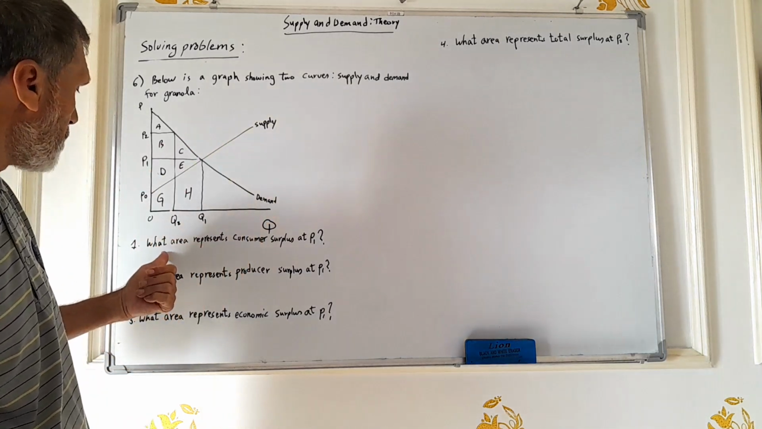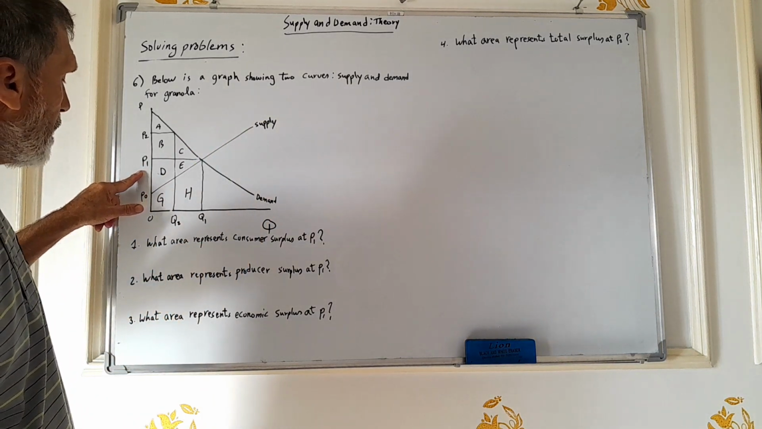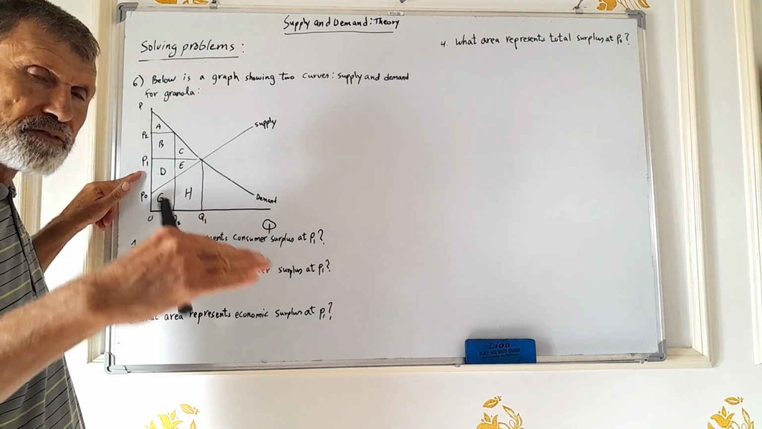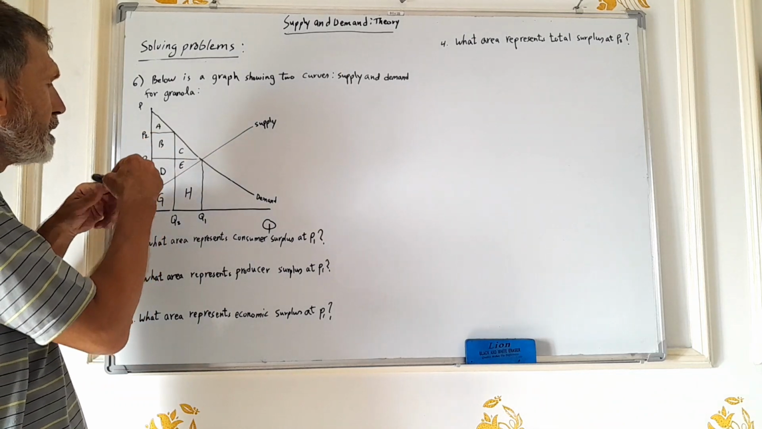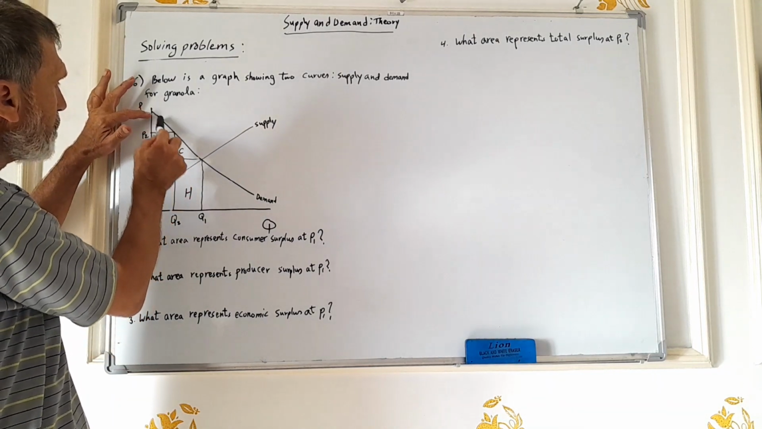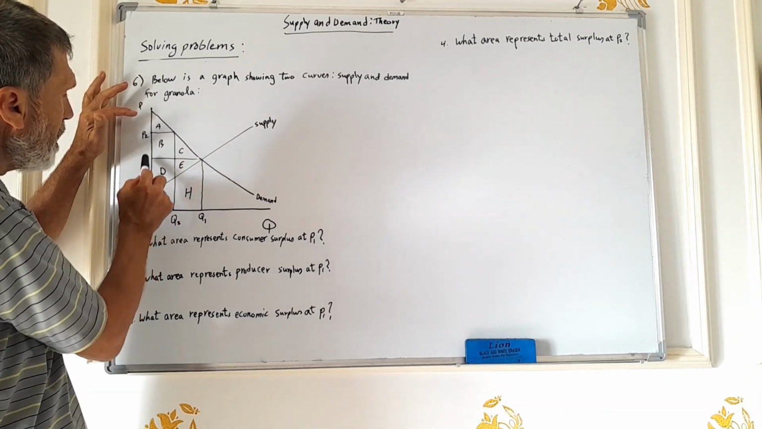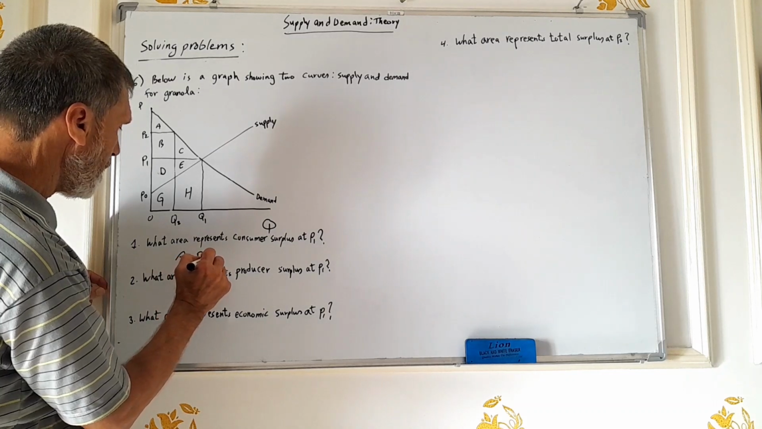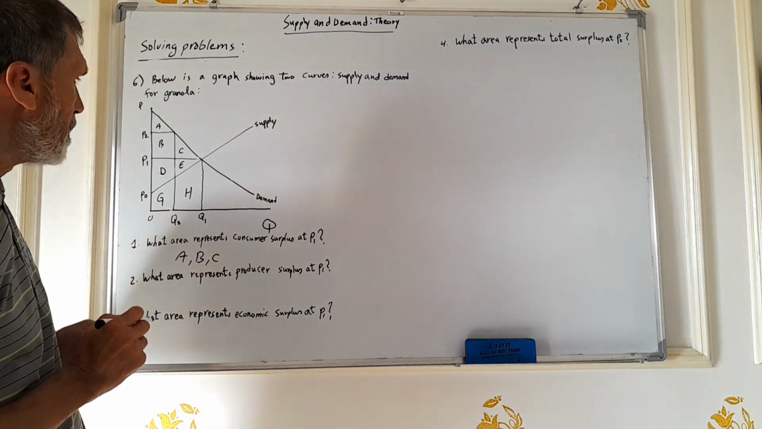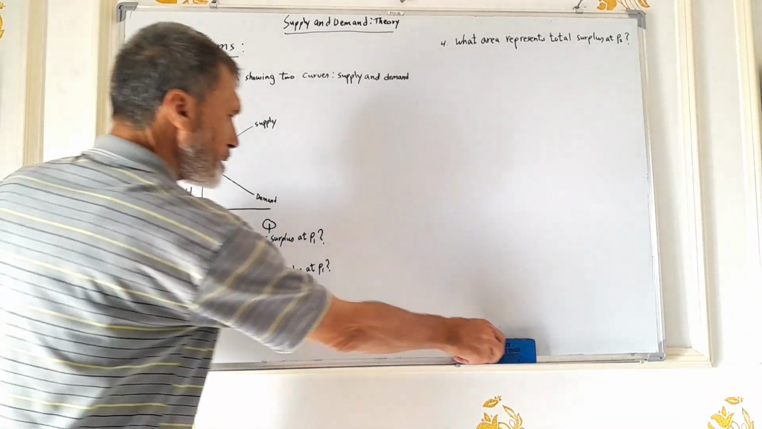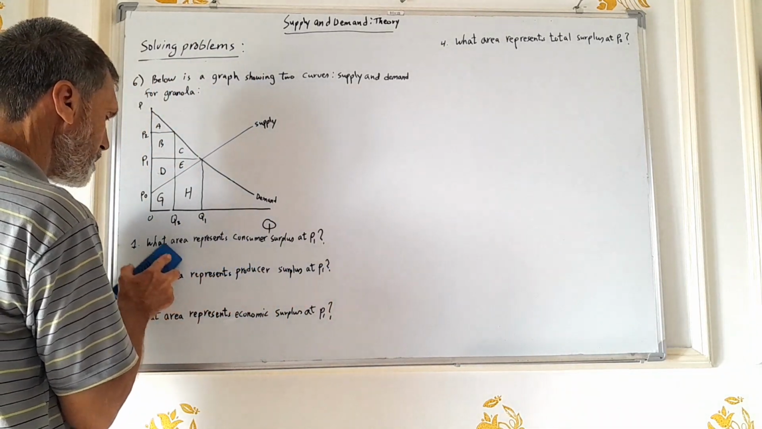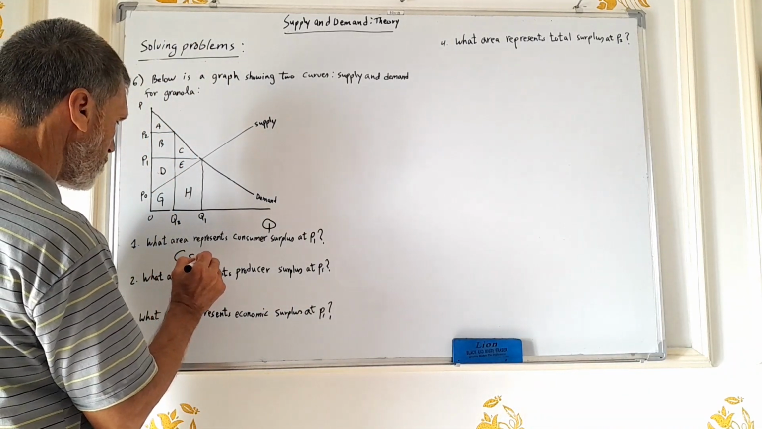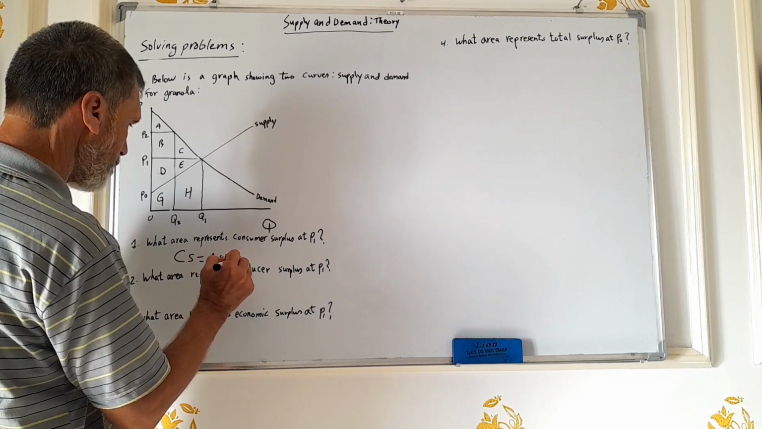So, if we're talking about the price P1, then to find the consumer surplus, it is the area underneath the demand and above the price. So it's going to be A, B, and C. It is the area underneath the demand and above the price P1. We can say consumer surplus is equal to A plus B plus C.